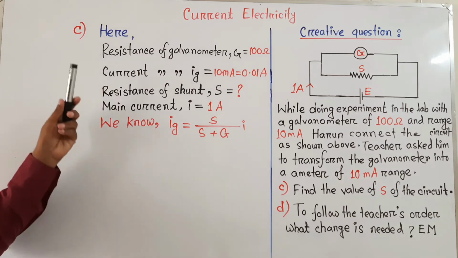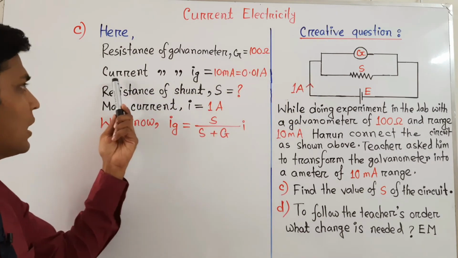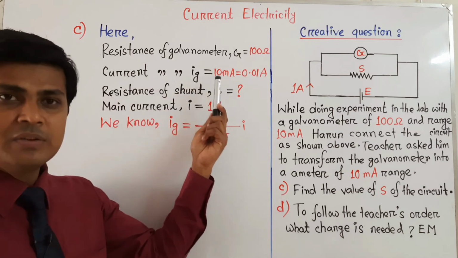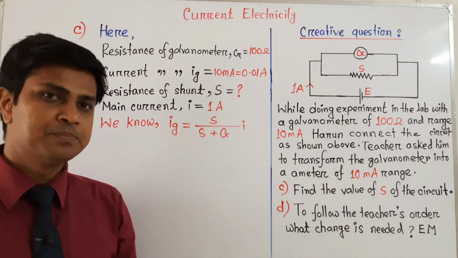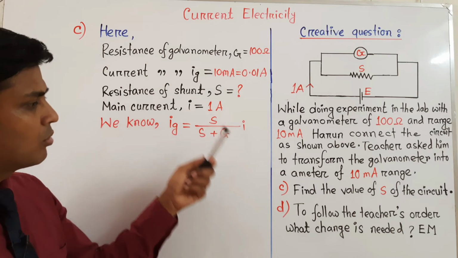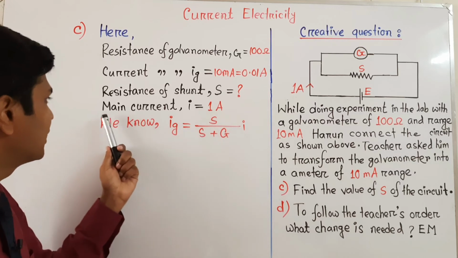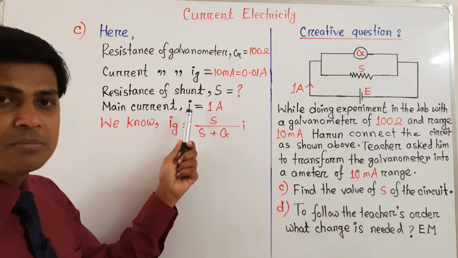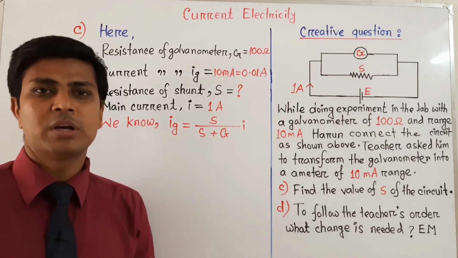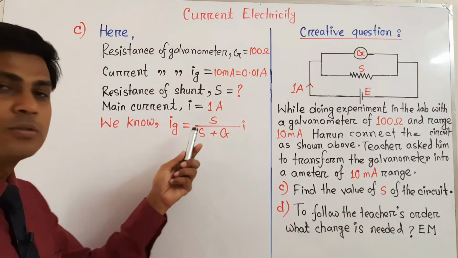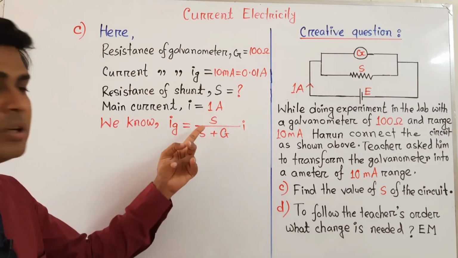So let's see the given information first. The resistance of the galvanometer G is 100 ohm. The current of this galvanometer Ig is 10 milliampere, and 10 milliampere equals 0.01 ampere. And the resistance of the shunt we have to calculate, so we can write S equals what? S is the symbol of resistance. The main current is represented by a small I, and its value is 1 ampere. And we know the formula to calculate the galvanometer current is Ig equals S upon S plus G into I. So by using this equation, we can calculate the value of S.